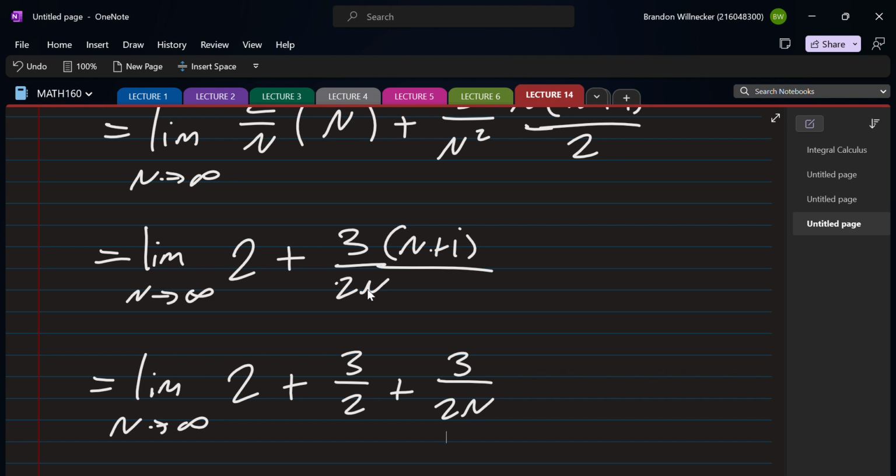Okay, so if we do take the limit, what happens? 2, that stays the same. 3 over 2, that stays the same. But here we've got an n at the bottom. If we have an n at the bottom and we're taking the limit as n goes to infinity, the denominator will get bigger and bigger, the fraction will get smaller and smaller, so this goes to 0.